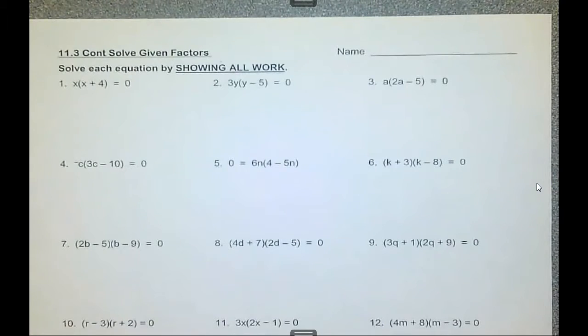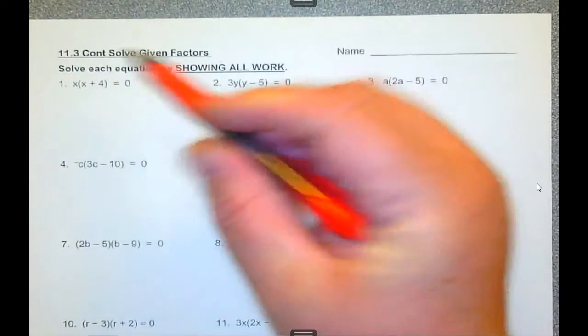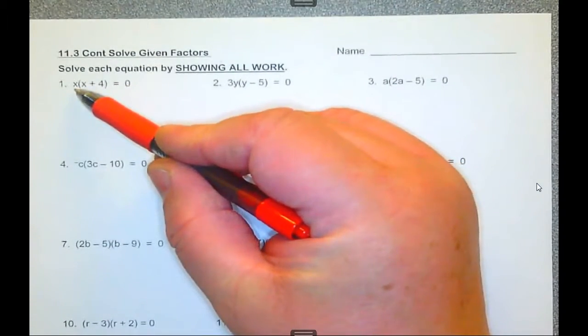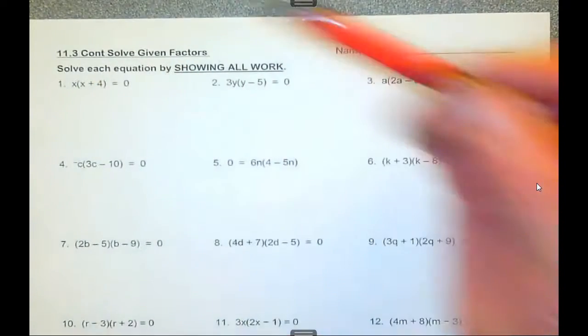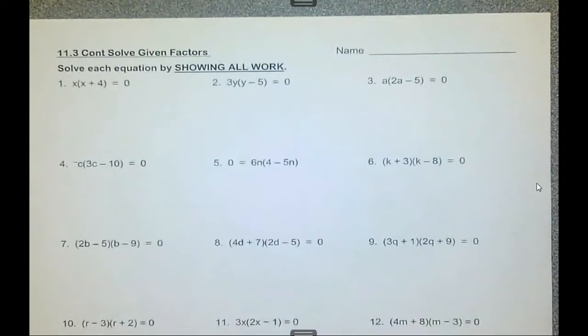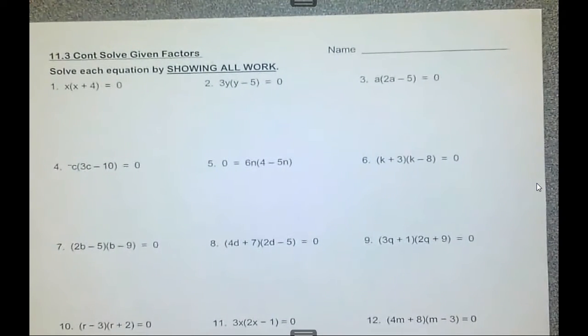Alright, so to solve this, look at number 1. We have x times quantity x plus 4 equals 0. So, again, these are factors. In order for this to equal 0, either this x has to equal 0 or this x plus 4 has to equal 0, because anything times 0 is 0.